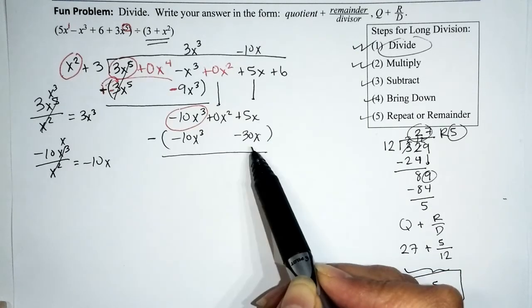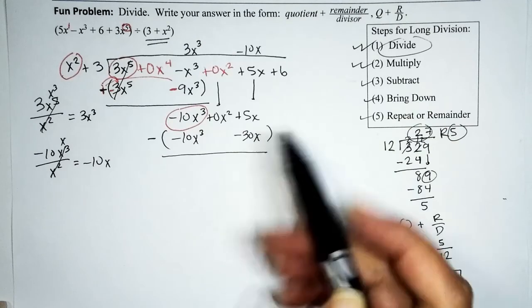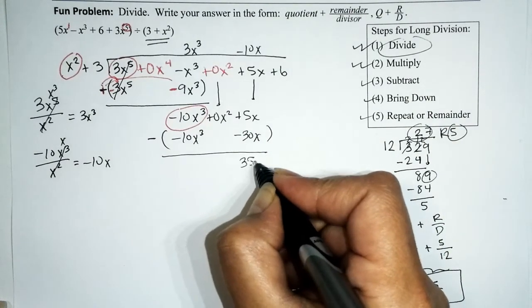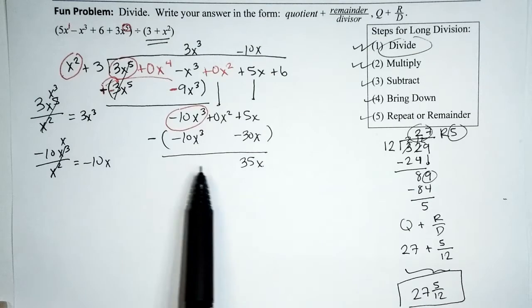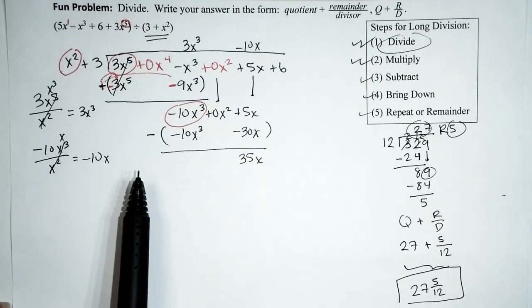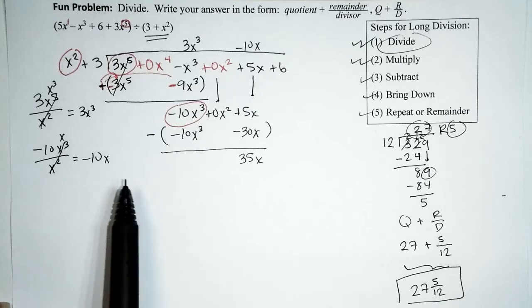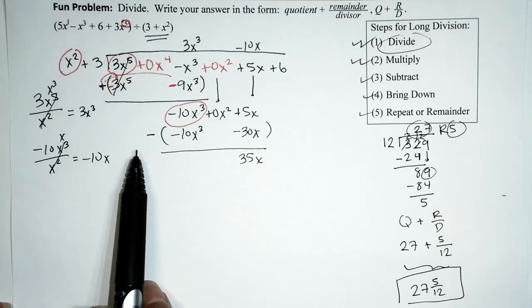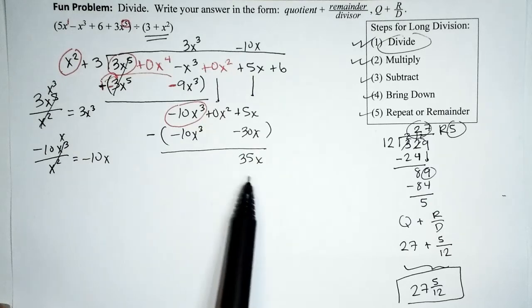5x minus negative 30x, I think gives us 35x. So again, the way I subtracted right now is the cleanest solution, but it's very hard for me. So let me go ahead and just add the opposite so I can say this with confidence.